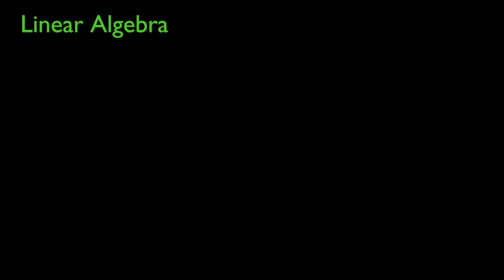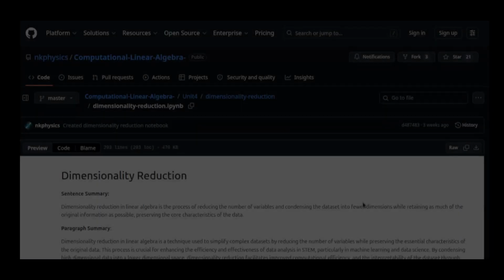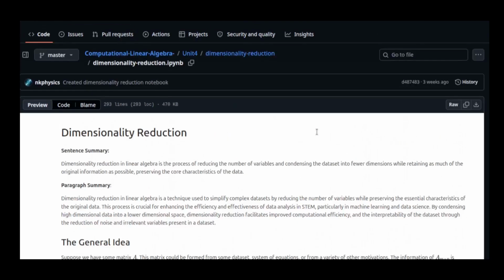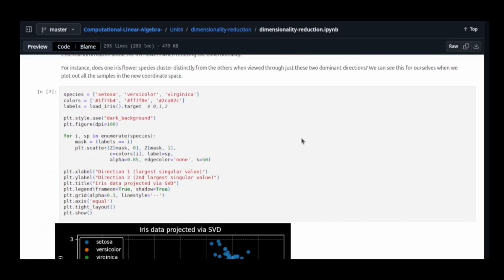Howdy folks, this discussion is going to be all about the linear algebra behind dimensionality reduction. As usual, at the GitHub link in the description, you'll be able to access this Jupyter notebook with all the code used in this discussion, as well as a bunch of extra written notes.